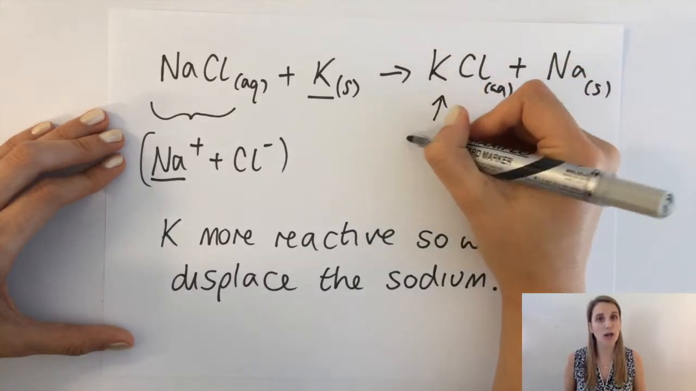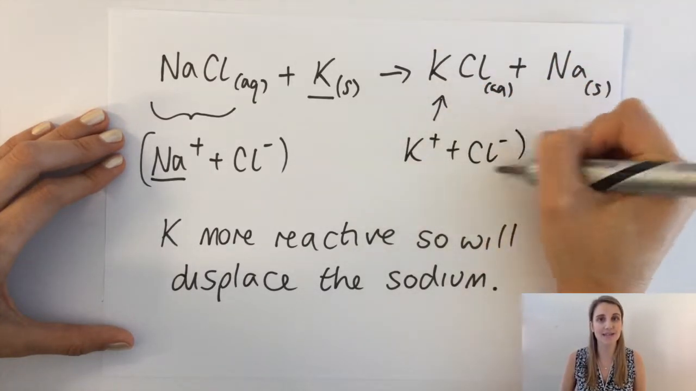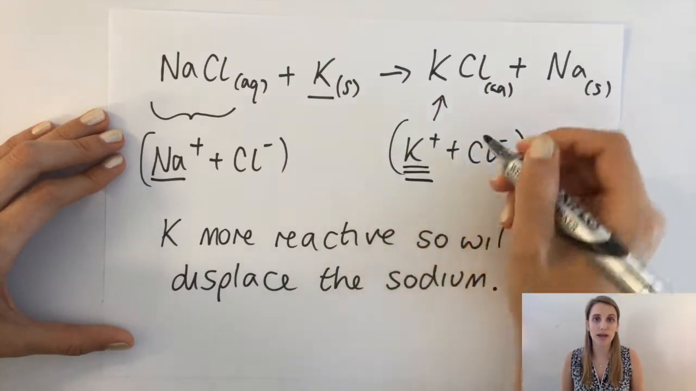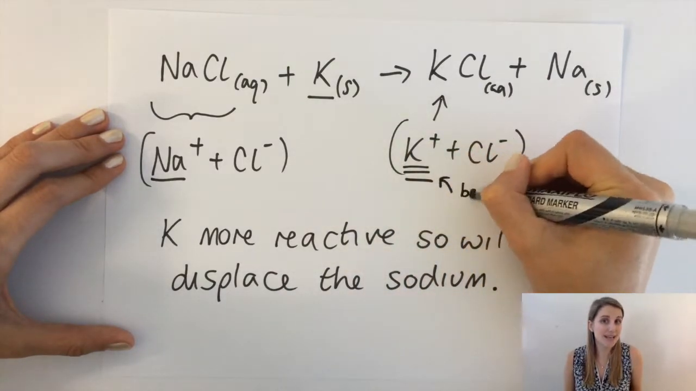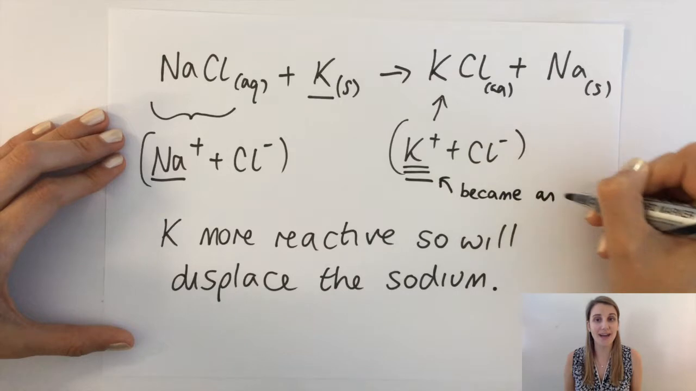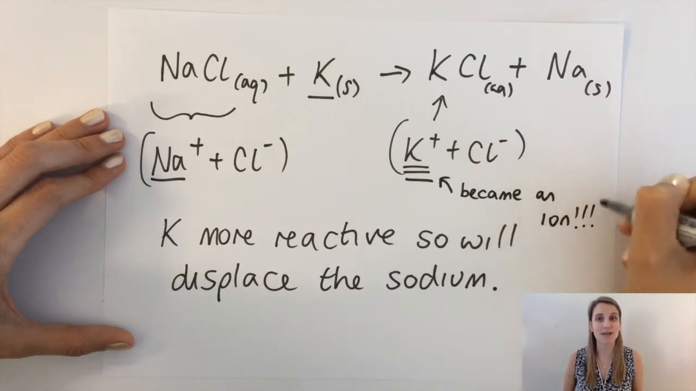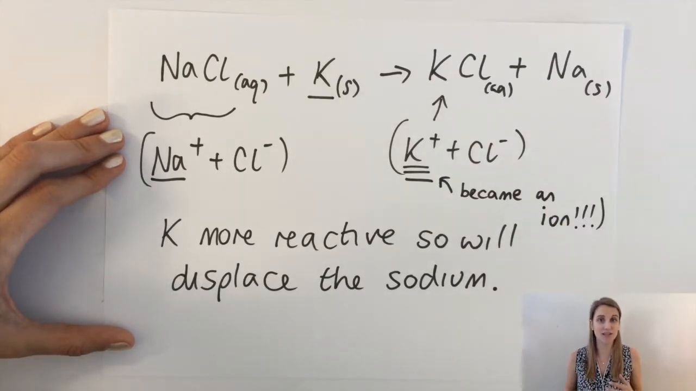So let's look at whether the more reactive metal ended up as the ion. In this case, we know the potassium is more reactive, and in this case it did end up as an ion. So definitely this reaction must happen. So the potassium is more reactive, so it will displace the sodium. Displace just means it will take the place of the sodium and become an ion.